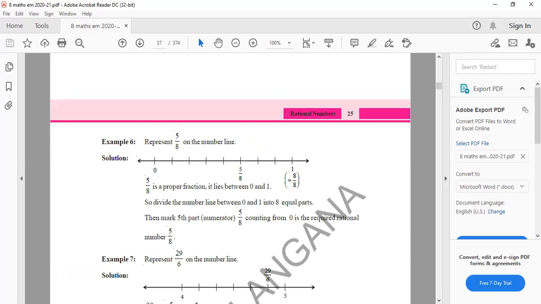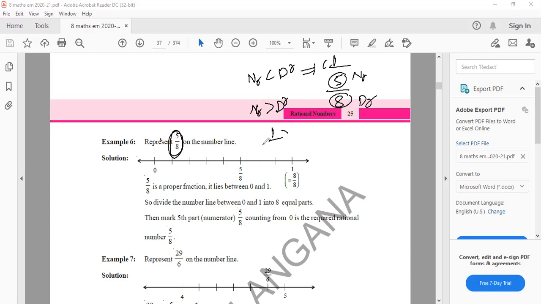Sixth question. Represent 5 by 8 as a rational number. How do you have to write 5 by 8? First, I'll tell you the basic logic. Any question they mention, the approach is like this only. 5 by 8, first of all: is it more than 1 or less than 1? Less than 1. Because this is the numerator and this is the denominator. If the numerator is less than the denominator, the value is less than 1. If the numerator is more than the denominator, the value is greater than 1.